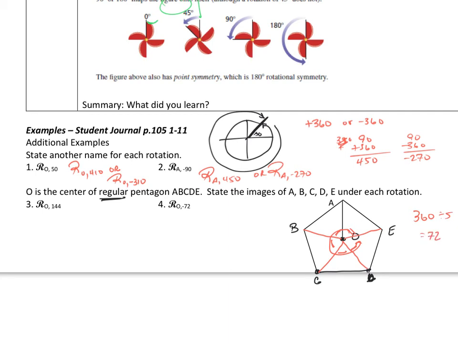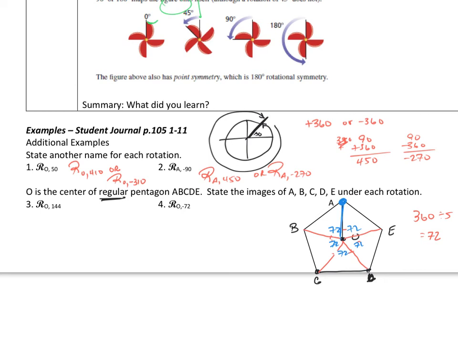So each angle in here, and let me erase some of this stuff so I can write it a little bit better. I'm going to erase that. Okay, each angle in here is 72 degrees. So all these angles are 72 degrees. So now if I want a rotation about point O, where A ends up, okay, they want, state the images of A, B, C, D. A, I'm just going to do A. I'm not going to do them all because then it's too many to list.